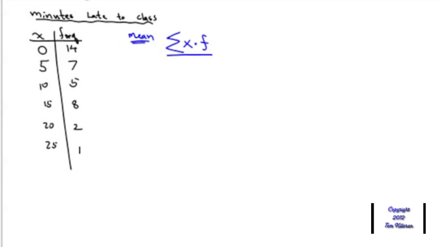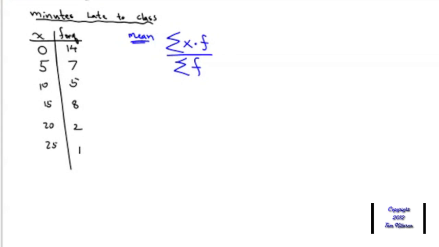Well, I still want to divide by the cardinal number, but if it's in a chart, what am I really adding up? The frequencies. So I'm going to literally write that in there. I'm going to add up the frequencies. So the formula just changes a little bit. It means exactly the same thing. Add up all the data values, divide by how many.